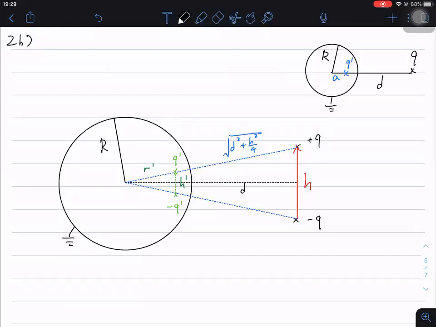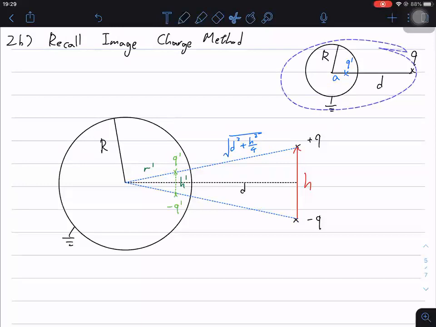And in this question, we are using the method of image charge. So let's go through a quick recap of the image charge method. Let's focus on the graph on the right hand side.